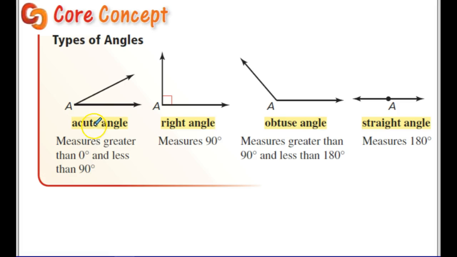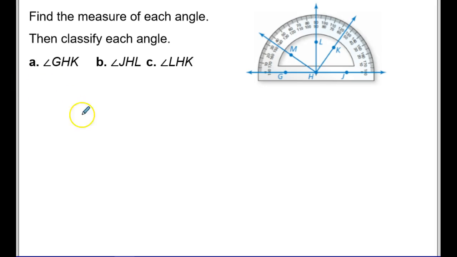Okay, so now let's look at some different types of angles, and hopefully you've seen these before. I have an acute angle, which is between 0 and 90. I have a right angle, and I know it's a right angle because of this little red square. If that's not there, I cannot assume that it's a right angle, but this is at exactly 90 degrees. I have an obtuse angle, which is greater than 90 degrees, and then I also have what we call a straight angle, and that straight angle measures exactly 180 degrees. Okay, so now we're going to find the measure of each of these angles and then classify them.